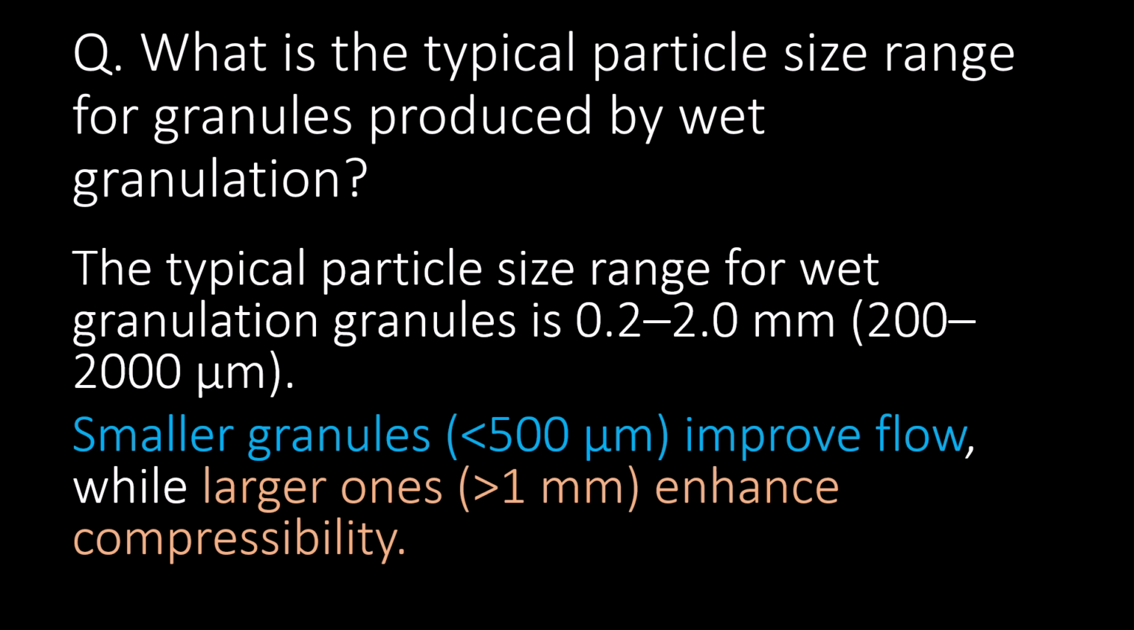What is the typical particle size range for granules produced by wet granulation? The typical particle size range for wet granulation granules is 0.2 to 2.0 mm. Smaller granules improve flow while larger granules enhance compressibility.